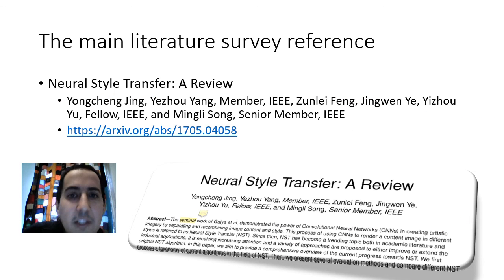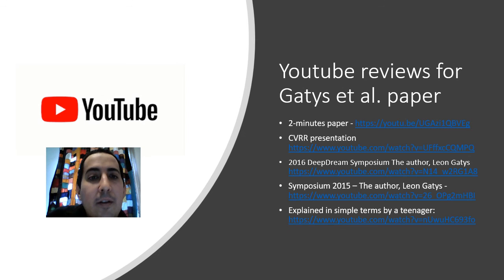The main literature survey reference I benefited a lot from is this paper, but there are many other papers and I try to refer to them in the slides. Finally, if you are someone who likes watching instead of reading, here are some YouTube videos about the fundamental paper of neural style transfer. Thank you again once more for your attention.